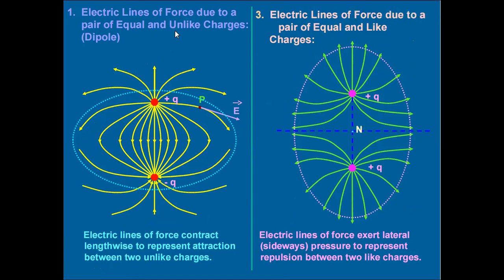This is called a dipole. What is a dipole? Equal and unlike charges. Suppose plus q and another is minus q. They are equal but opposite charges. Okay, equal and unlike charges, or opposite charges, positive and negative. So the line of force will act like this. That means electric lines of force contract lengthwise to represent attraction between two unlike charges.